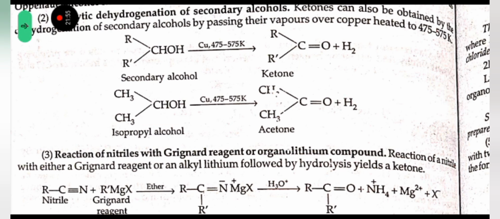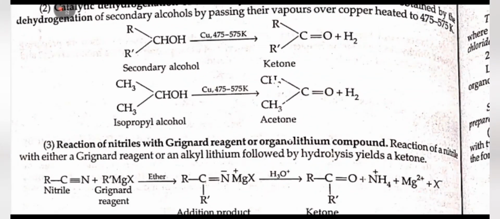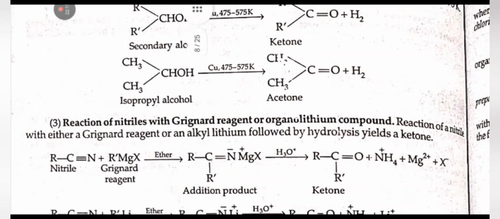Second, catalytic dehydrogenation of secondary alcohols. Ketones can also be obtained by the dehydrogenation of secondary alcohols by passing their vapors over copper heated to 475 to 575 Kelvin as given below.